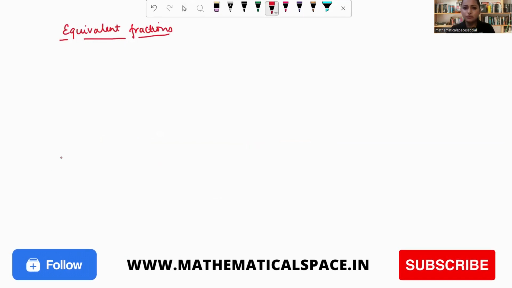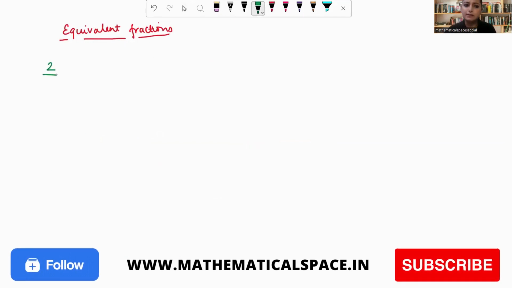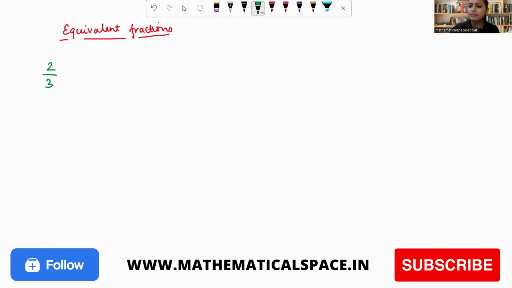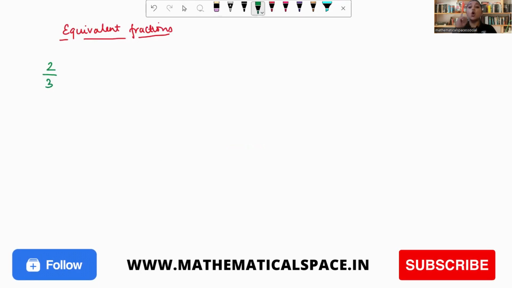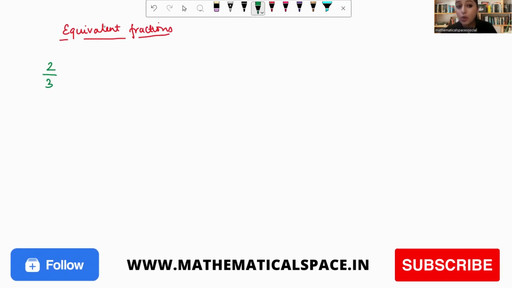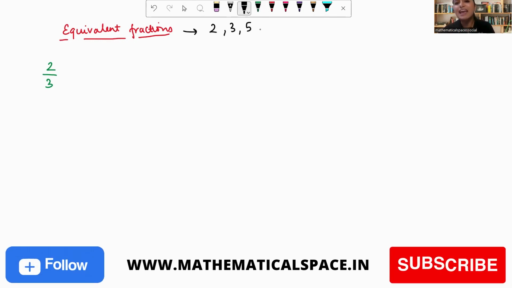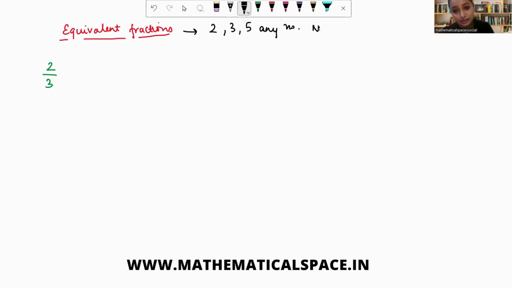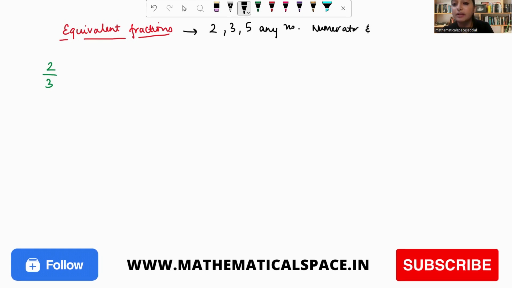Equivalent fraction means, for example, I have 2 by 3 and someone says, tell me 3 equivalent fractions of 2 by 3. What is the meaning of equivalent fraction? Always remember, whenever you have to find equivalent fraction, always multiply the number by 2, 3, 5, any number. Okay, but there is one condition. That number should be multiplied in numerator also and in denominator also. All right. That is a mandatory condition.